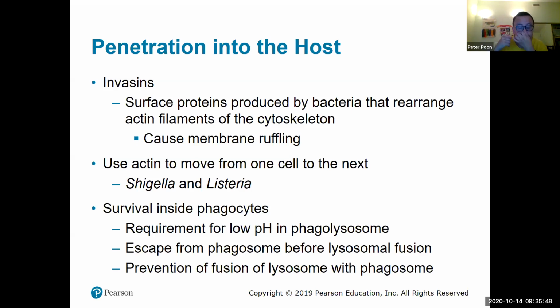So there are three ways around this. One, you don't care about the low pH; you resist the low pH and the digestive enzymes. Two, as soon as you get into the phagosome, you get yourself out of it. You jailbreak out of it. And three, you prevent the lysosome from fusing with the phagosome.